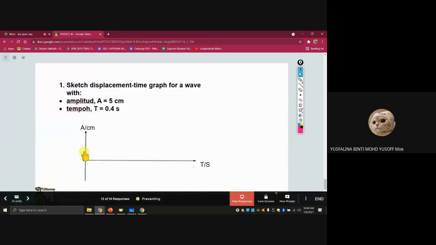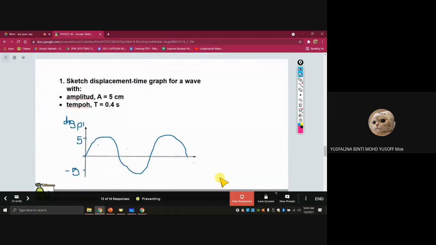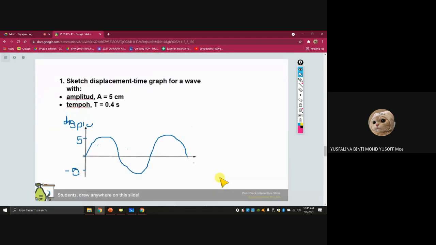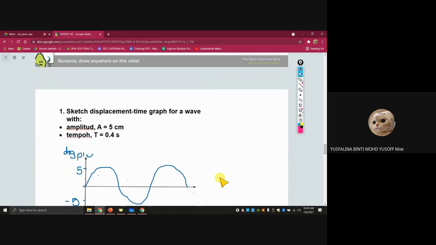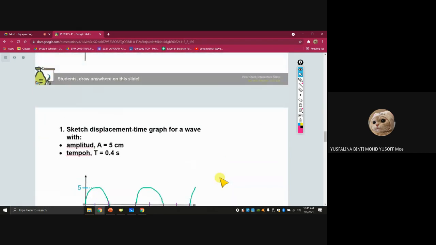For this one, the axis should be displacement and time, not amplitude and time. The y-axis is displacement s over cm, and the x-axis is t over s. So you just use symbol and unit only. Don't need to put the title there. Just use symbol and unit.